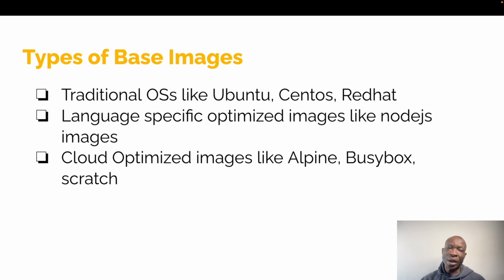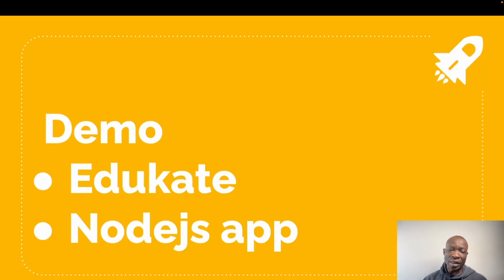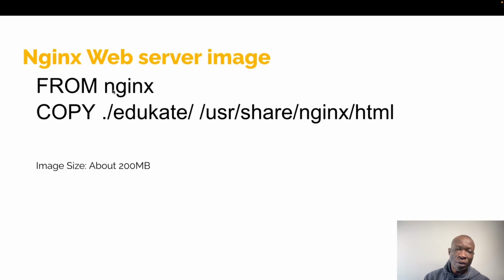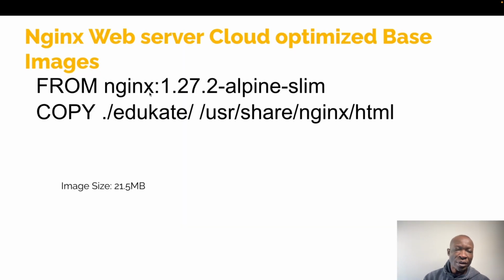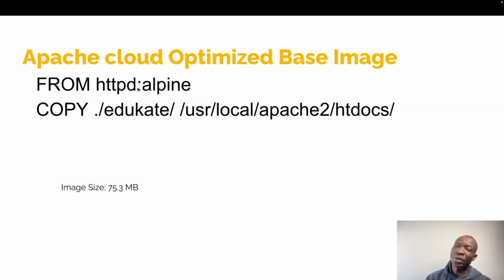So I'm going to show you a couple of examples, and I might use just two applications, an Educate application and a Node.js application. Again, I've been using Educate in all the previous demos to show you how you can reduce the size of the images based on the base image that we're using. So I have different scenarios here. This one here is using Ubuntu base image. This one here is using Nginx. This one here is using Nginx customized with Alpine. This one here is using Apache Web Server. This one here is using Apache Web Server, again customized with Alpine.